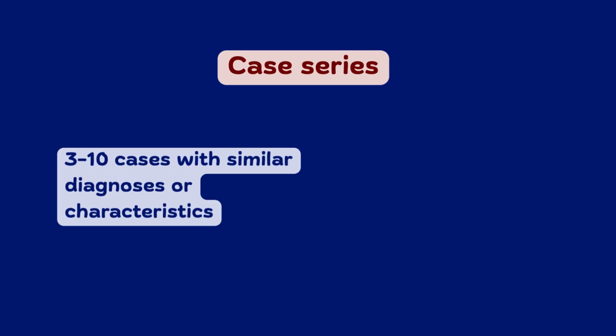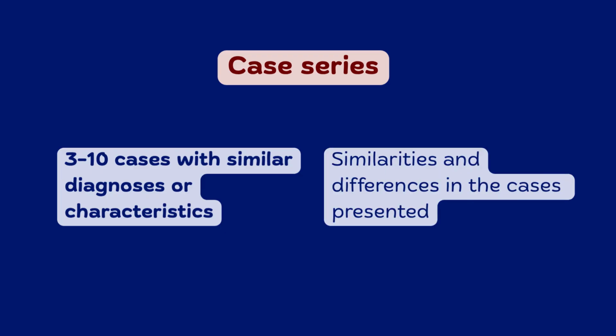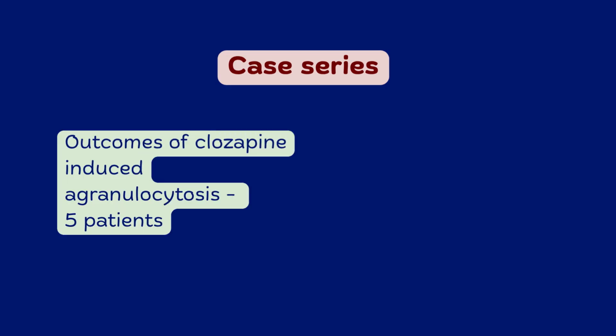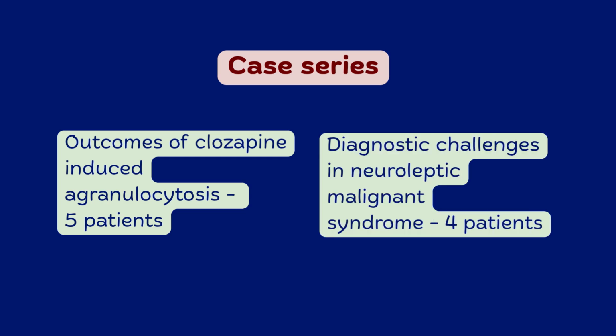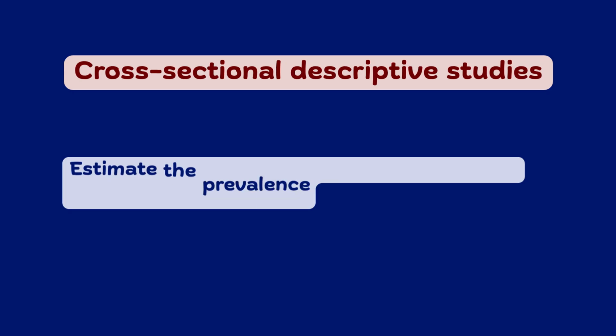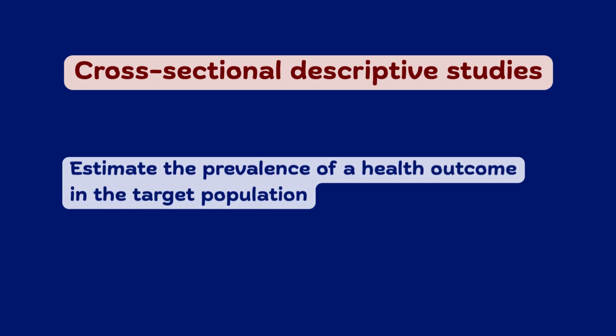In a case series, the researchers describe 3 to 10 cases with similar diagnosis or characteristics. They often highlight the similarities and differences in the cases presented. Examples include case series of outcomes of 5 patients with clozapine induced agranulocytosis and diagnostic challenges in 4 patients with neuroleptic malignant syndrome.